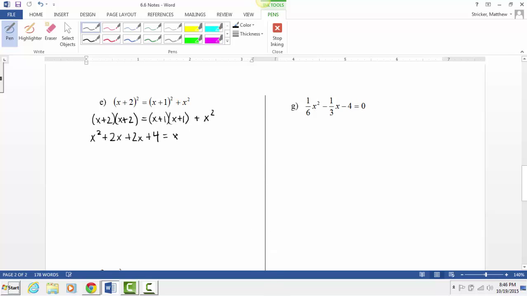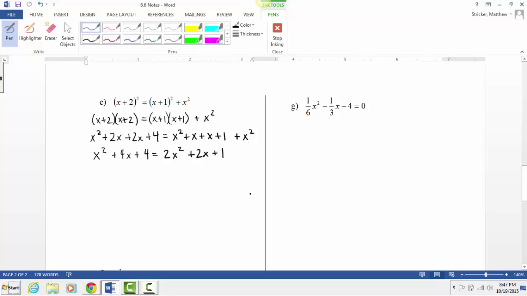and this is equal to x squared plus 1x plus 1x plus 1, and then the plus x squared on the end. Go ahead and combine some like terms. We have x squared plus 4x plus 4 on the left hand side. On the right hand side we have x squared plus x squared is 2x squared, and x plus x is 2x, and then this plus 1.